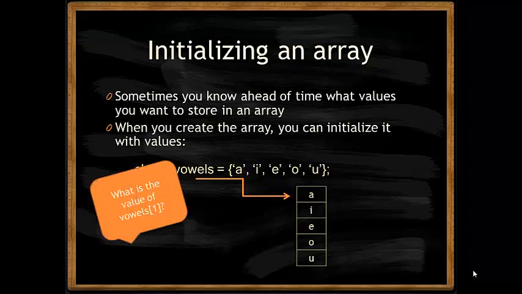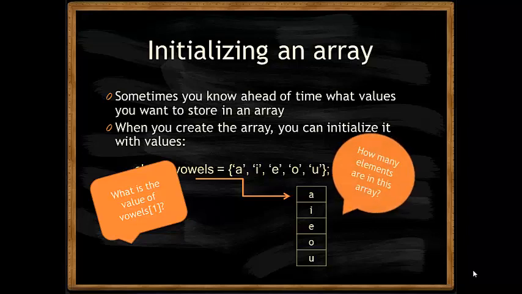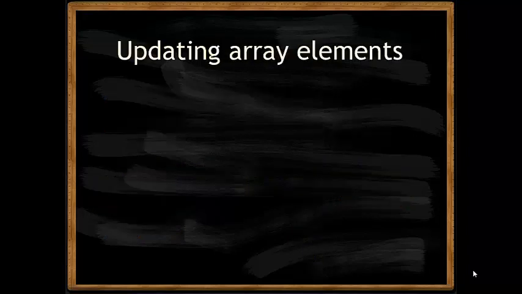So, what is the value of vowels at position 1? Remember from our last video, position 1 is not actually the starting position. I hope you remember that it's 0. So position 1 has the value I. How many elements are in this array? Well, we can easily see that there's 5 elements, but remember the index values always go from 0 to 1 less than the size or the length, so it would be 0 to 4. So if I was looking at vowels at position 4, I would get U.